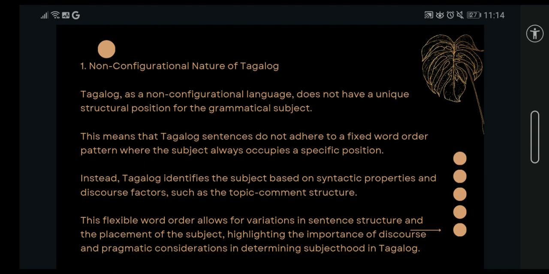Non-configurational nature of Tagalog. Tagalog is a non-configurational language that does not have a unique structural position for the grammatical subject, which means the Tagalog language has no specific or static form of structural position for the grammatical subject.